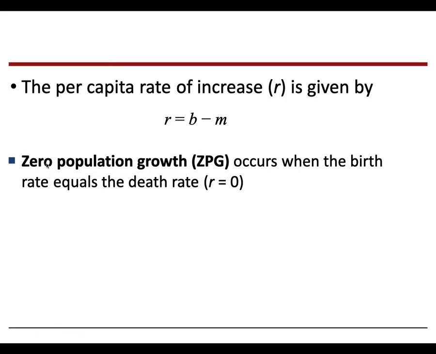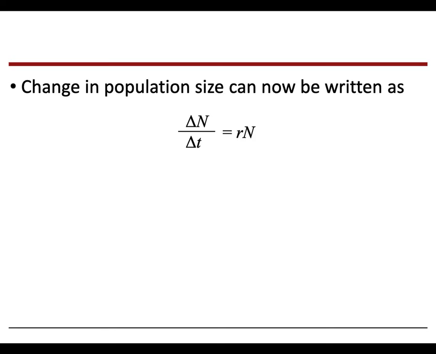I am sorry. Now, zero population growth occurs when the birth rate equals the death rate. So R is going to be 0 when we don't have any change in a population. And obviously, the change in population size can now be written as delta N over delta t equals rN. So we're going to just be thinking about the rate of population change given the size of the population. That should make intuitive sense because a population of 1,000 and a population of 10,000, given the same rate of increase, the 10,000 population will be growing at a larger rate in terms of the net population.